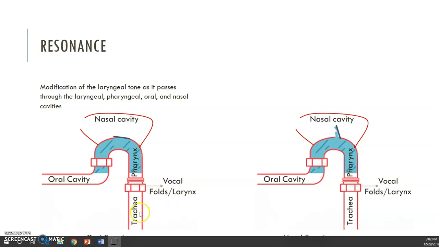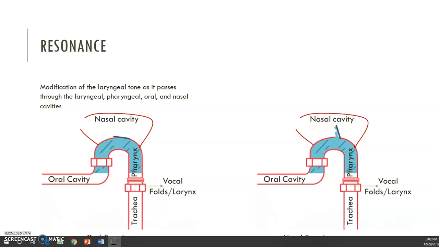So during the production of our oral sounds here on the left, we have the sound flowing from the vocal folds into the pharynx. We have the velopharyngeal port closed, meaning that all of that sound is going to go into the oral cavity and out of the mouth. For nasal productions, we're going to open that velopharyngeal port and allow some of that sound to leak through the nasal cavity and resonate through the nasal cavity.